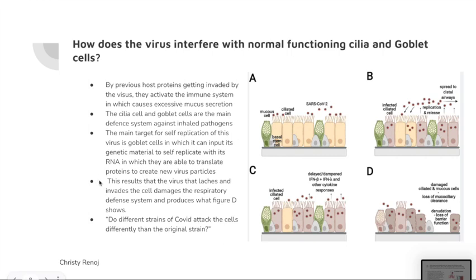This results in the virus latching onto and invading the cell and damaging it, and damaging the respiratory defense system, and produces what figure D shows, which is damage to the ciliated and mucosal cells, loss of mucociliary clearance, and loss of barrier function.